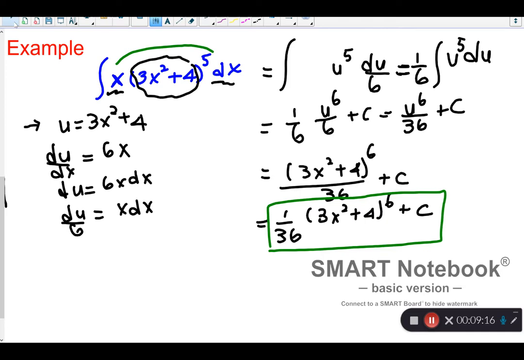So I would highly recommend you pause the video frequently, go back and see if you can do the problem from the beginning to the end after you've seen the solution.